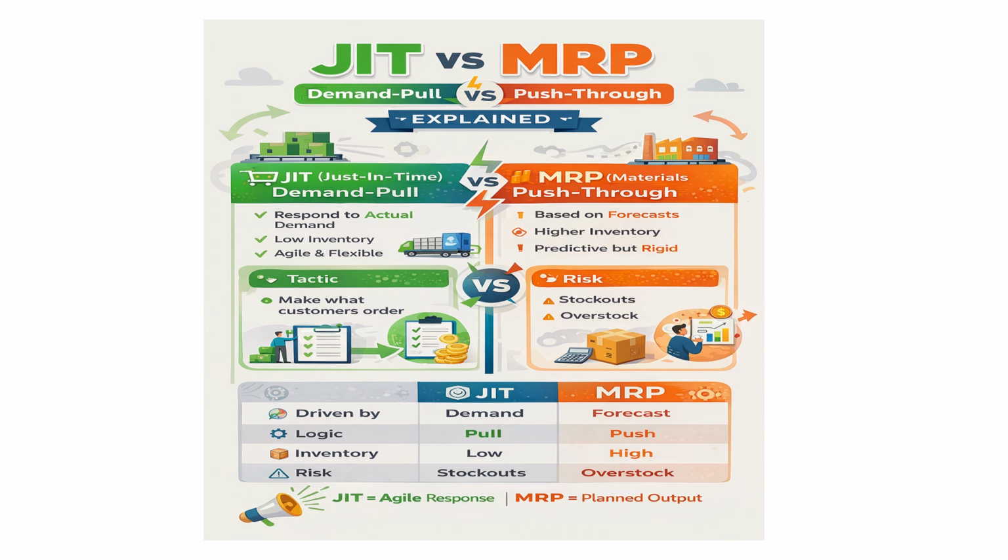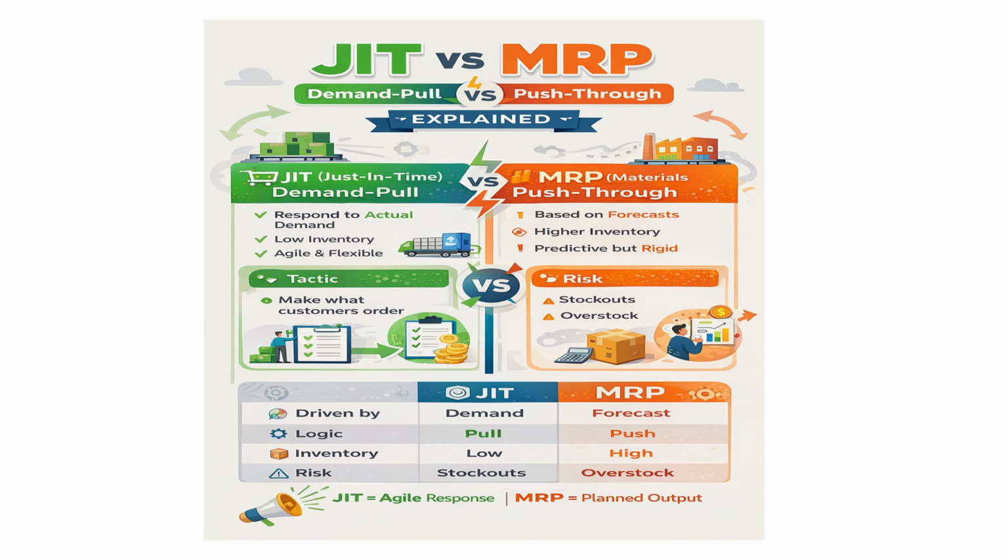Think of a restaurant. When you order a burger, the kitchen starts cooking. They don't cook 100 burgers in advance. That is JIT. The main risk of JIT is stockouts. If suppliers are late or demand spikes suddenly, there may not be enough inventory.